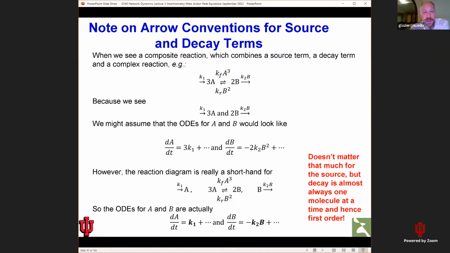For boundary species, you have to worry a little bit about what the stoichiometry is going to do, because if I have K1 goes to 3A, right? You might expect, following my rules from before, dA by dt would be 3 times K1.